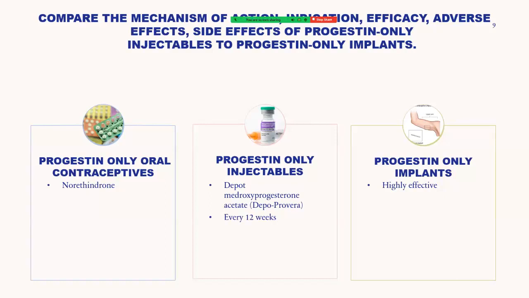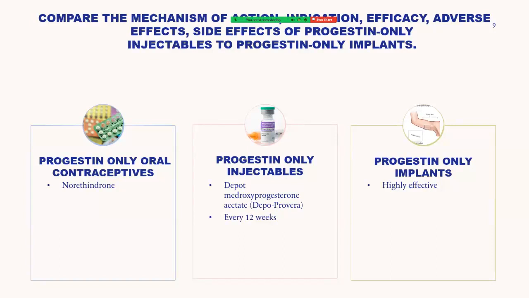Implantables, the implant versions are small rods or little capsules that contain progesterone that are inserted under the skin of the upper arm, where they continuously release progestin into circulation. For some, this is a preferred method because it doesn't require daily or even really periodic action on the part of the user, and it's highly effective with a failure rate of about 1 per 1,000 insertions.